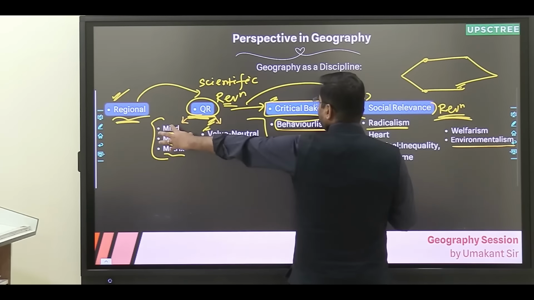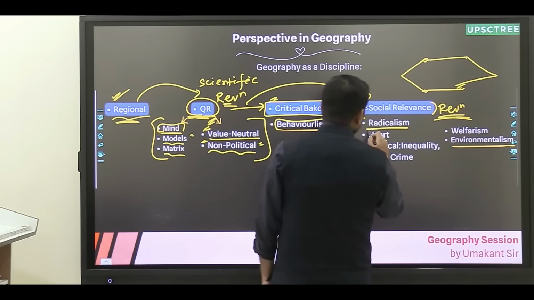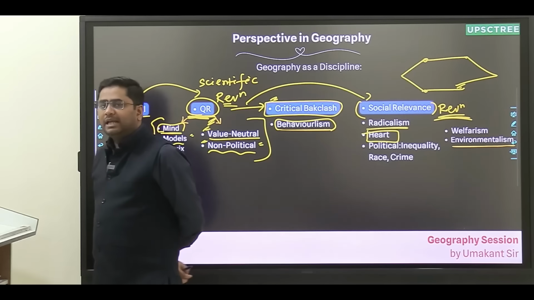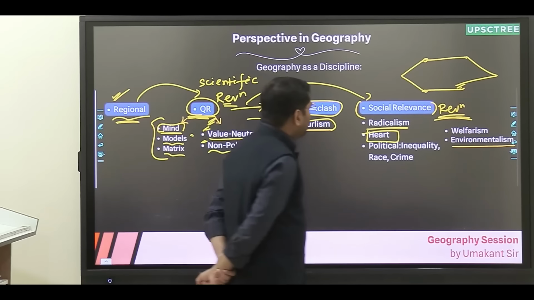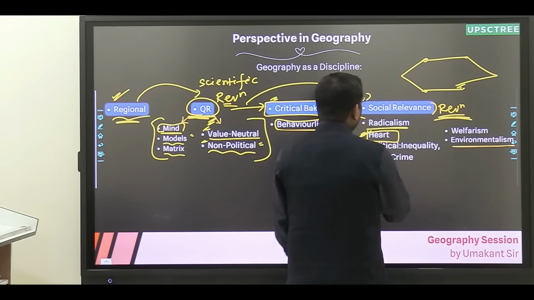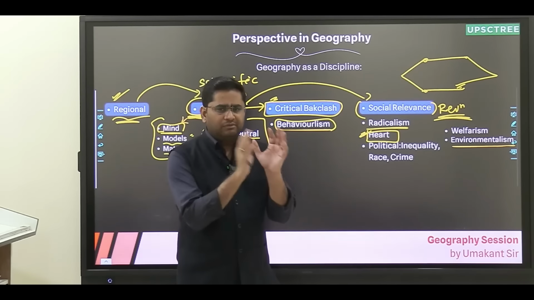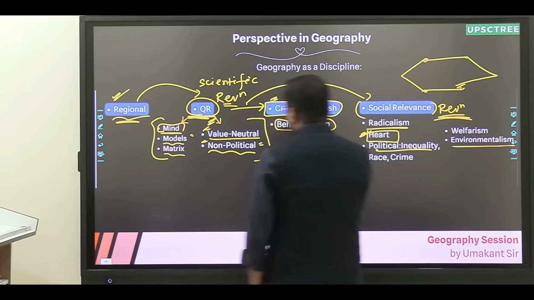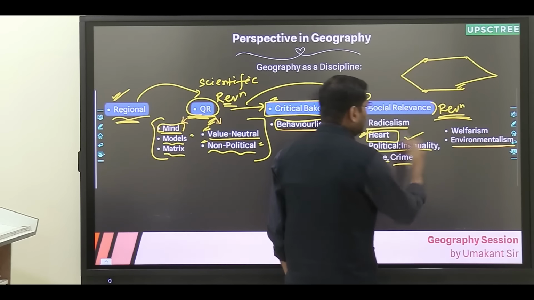यहाँ पे क्या होगा? Quantitative revolution में the mind used to dominate, but here the heart used to dominate. That's what they say, right? We should have a capitalist mind and communist heart, right? So this is social relevance revolution में there will be focus on what? Political aspects. Poverty हो गया. The miseries of the man will be the focus of radicalist. ठीक है? And they will make geography political as well. They will bring inequality, they will bring race, crime, yes.